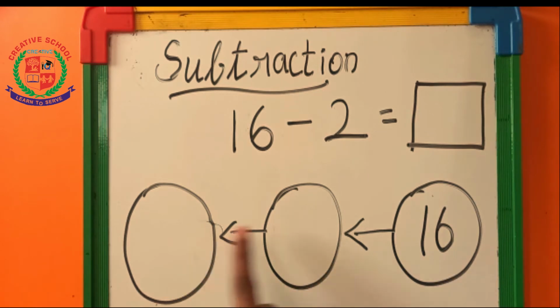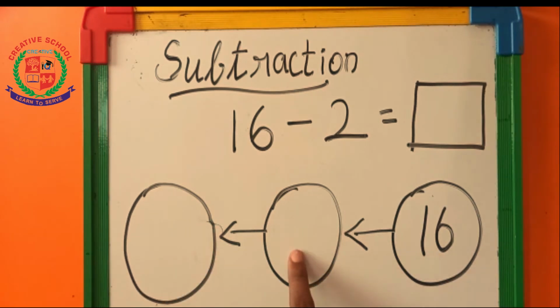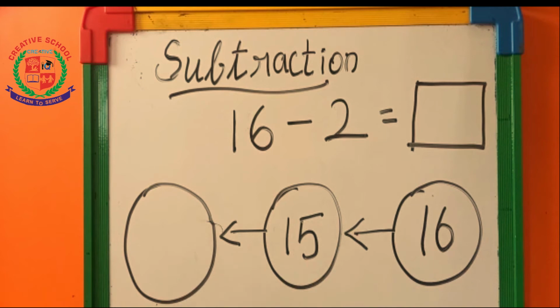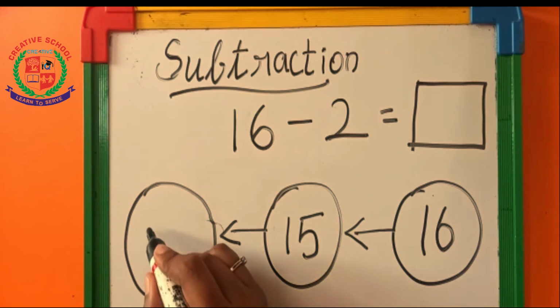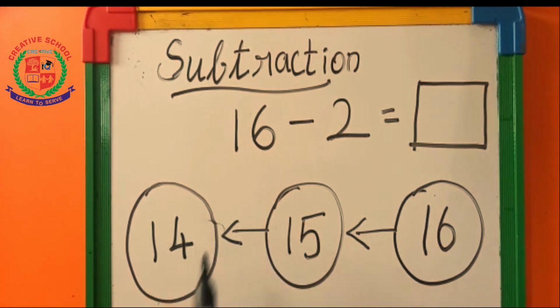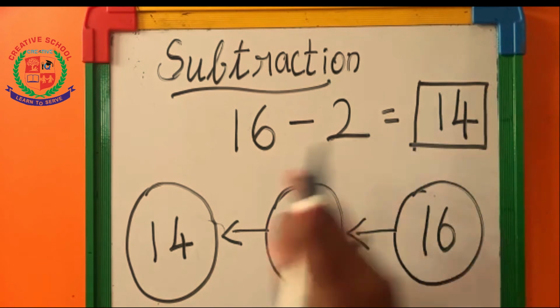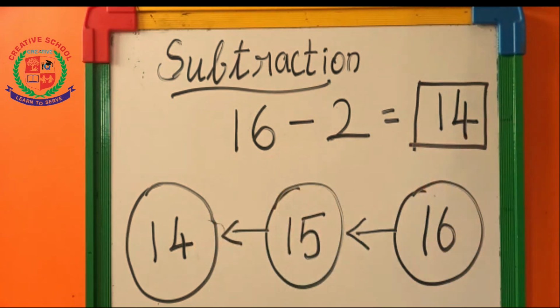So we have to draw 2 circles here. What will come before 16? Yes, 15. Then what will come before 15? Yes, 14. So what is the answer? 2 before 16 is 14. So 16 minus 2 is 14. So you can also do the subtraction by counting backward.